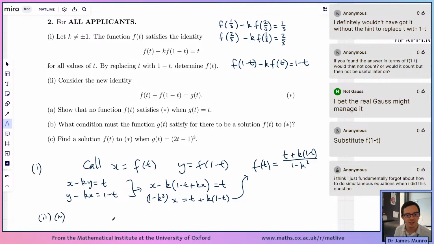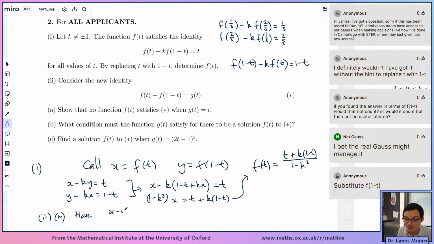Then I might need to erase some things to get more space. So this is, if I set g of t equal to t, this is exactly the case with k equals 1. Everything we were doing before is fine up to a point. So in particular, I can still call x equal to f of t, and I can still call y equal to f of 1 minus t.